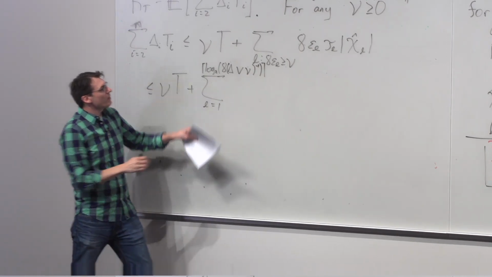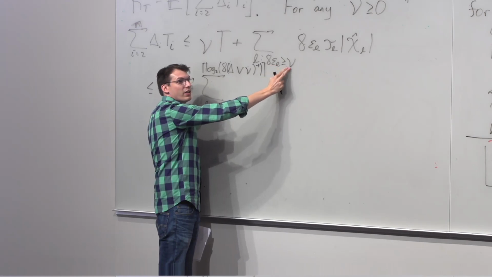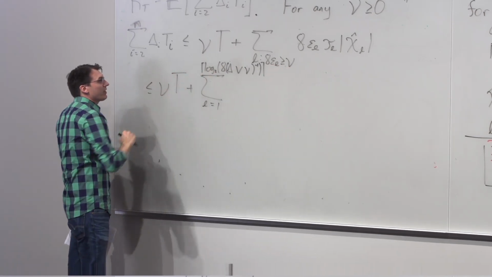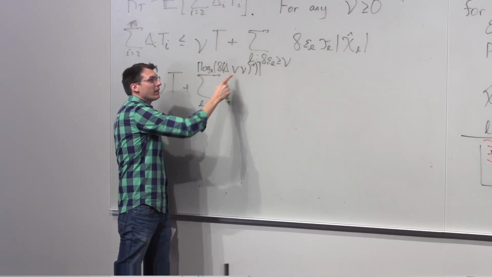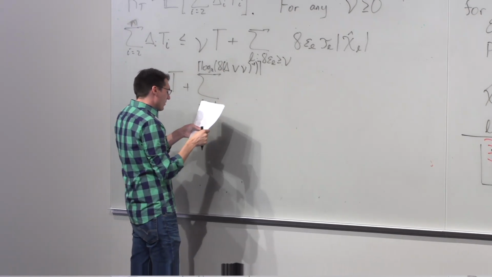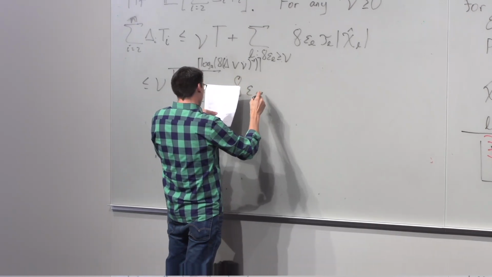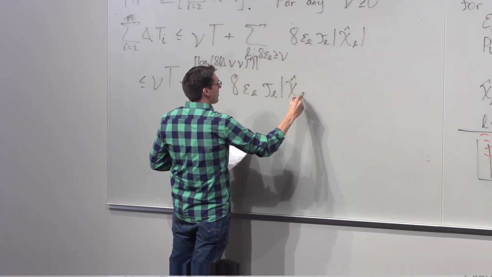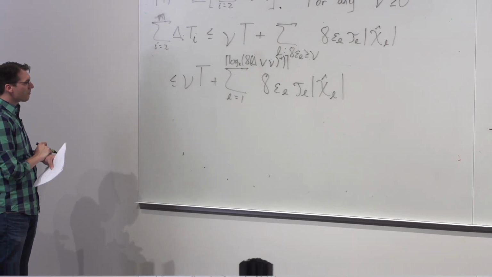Because in this sum, because of this guy here, I'm only summing over those L's where 8 epsilon L is greater than nu, and that's exactly equal to this. And so you'll never go further than the min gap, you'll never go further than nu. I know this sum is a little hairy, but I promise you, if you work out the algebra, it will work out. Okay. So we have that guy there.